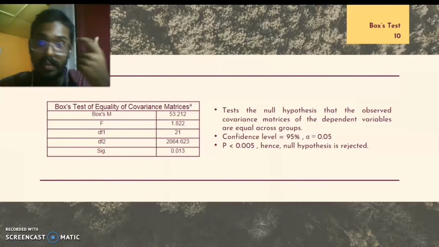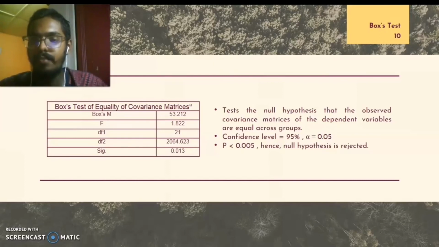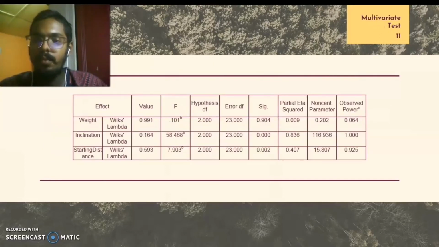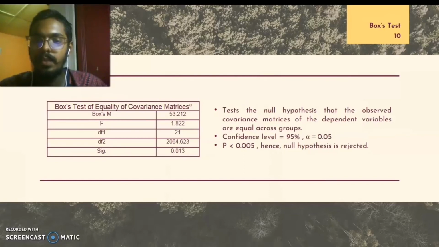So the Box's M that we obtained was 53.212. The F value we obtained is 1.822. The degrees of freedom, df1 and df2, we obtained are 21 and 2064.623 respectively. And the significance value we obtained is 0.013.